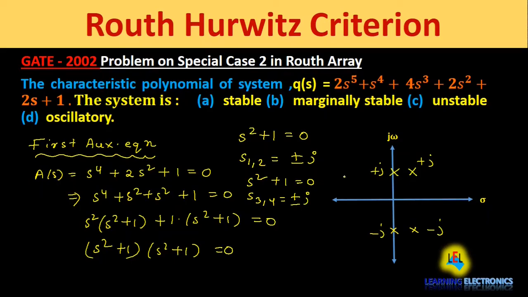After plotting these roots, we can see that on the imaginary axis repeated roots are there. Therefore this type of system is an unstable system. Whenever we have repeated roots on the jω axis or imaginary axis, the system will be an unstable system. So this type of system is an unstable system. Option number 3 is the correct option here.